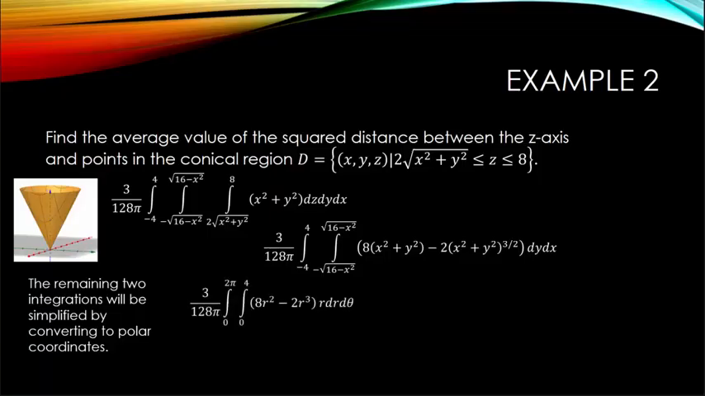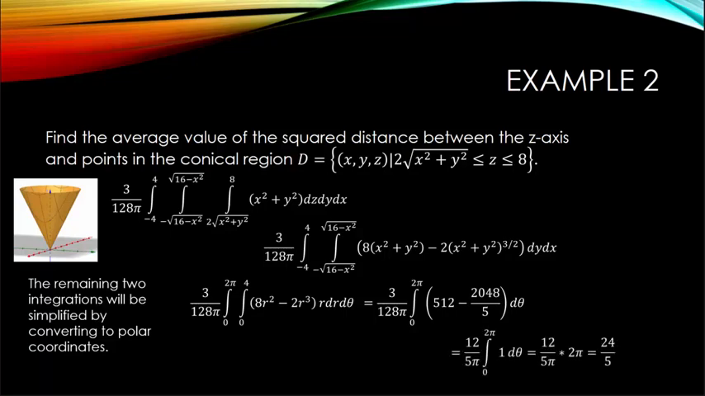This becomes 3 over 128 pi times the integral from 0 to 2 pi of the integral from 0 to 4 of the quantity 8r squared minus 2r cubed r dr d theta. This gives me 3 over 128 pi times the integral from 0 to 2 pi of 512 minus 2048 over 5 d theta. I get 12 over 5 pi times the integral from 0 to 2 pi of 1 d theta, which gives me 12 over 5 pi times 2 pi, or 24 over 5.